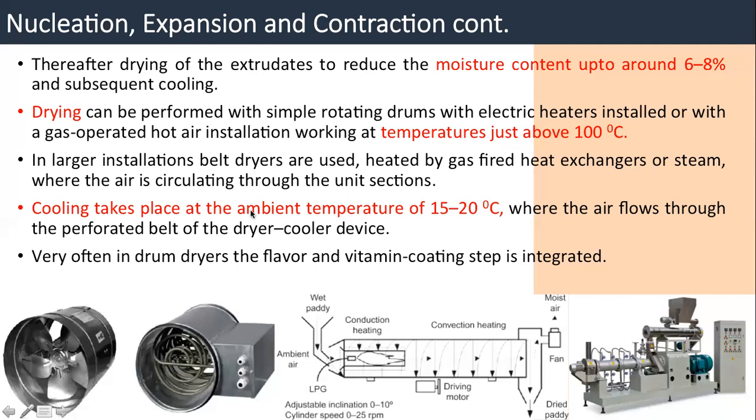Cooling takes place at ambient temperature of 15 to 20 degrees, where the air flows through the perforated belt on the dryer. Then you can install this type of fans to cool the product. Very often in drum dryers, a flavor and vitamin coating step is integrated. So after the process, right, suppose that we have used wheat flour, salt, and water.